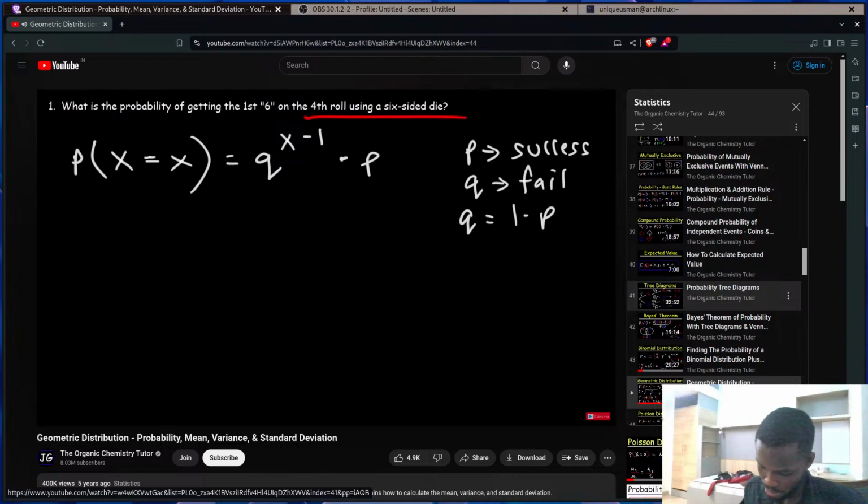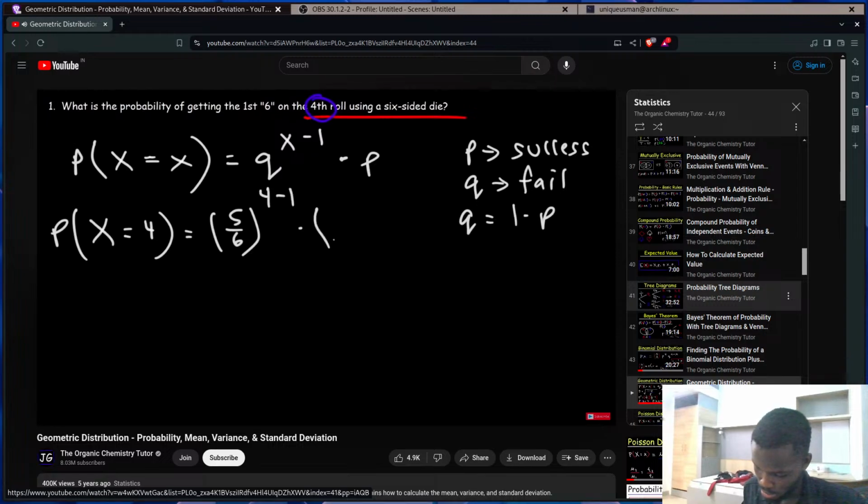So just keep that in mind. If we apply this formula in this problem, we have capital S, the random variable, and little s is going to be 4, because we want to get a successful event on the 4th roll. Q is the probability of not getting a 6, which we said is 5 over 6. X is 4, so this is 4 minus 1, times the probability of getting a successful event, in this case successfully rolling a 6, that's 1 out of 6.